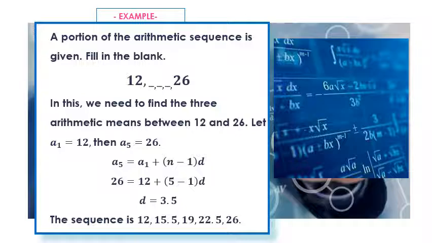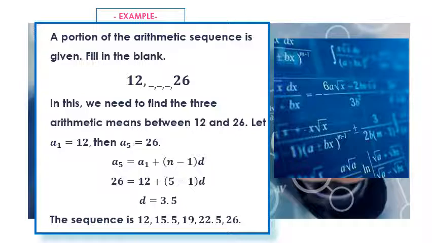So we let a sub 1 is equal to 12, and a sub 5 is equal to 26. We are going to solve using the same formula that we have been using. So we have a sub 5 is equal to a sub 1 plus n minus 1 multiplied by the common difference. Then substitute the values.